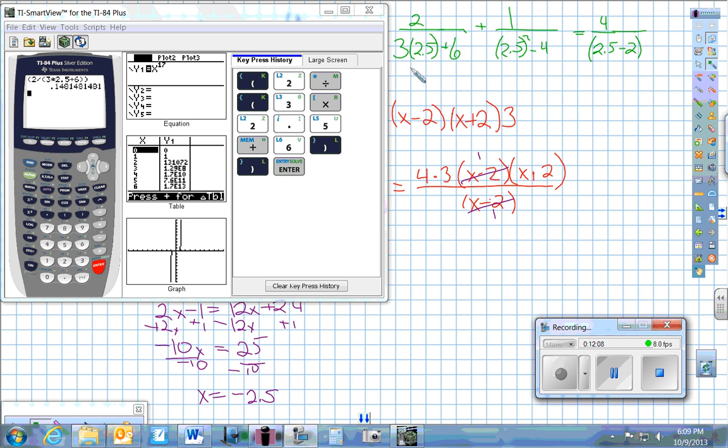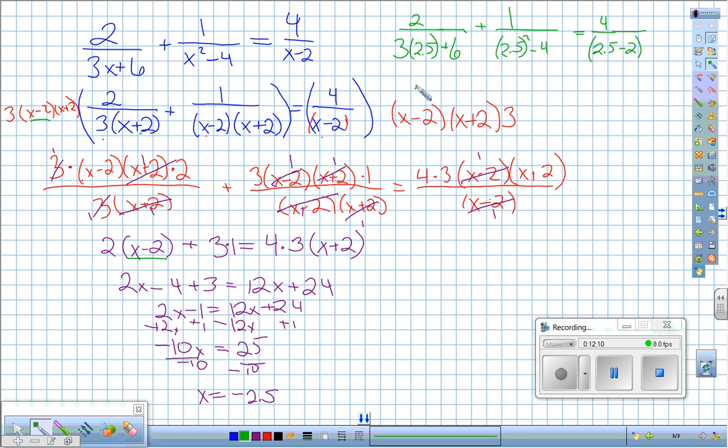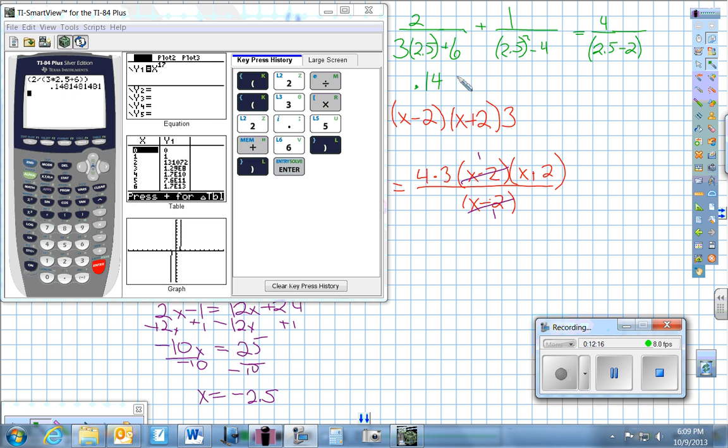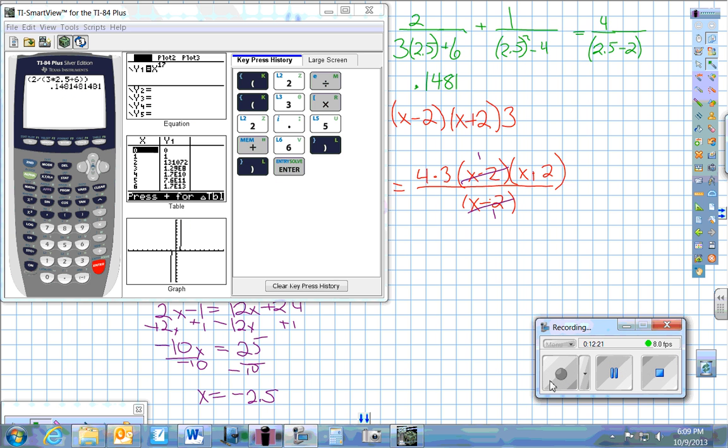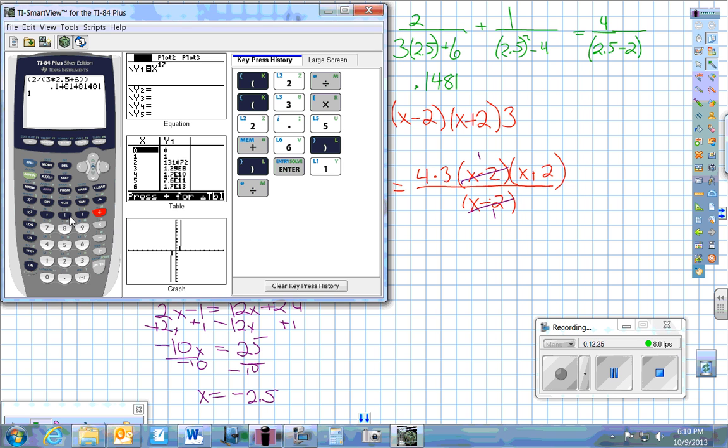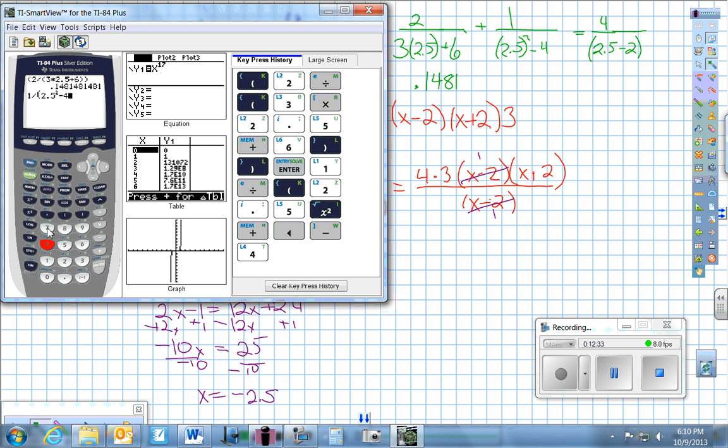Okay, for this first piece, I got 0.1481. And then for the other piece, I'll have 1 over 2.5 squared plus or minus 4 in parentheses. And I get 0.444.